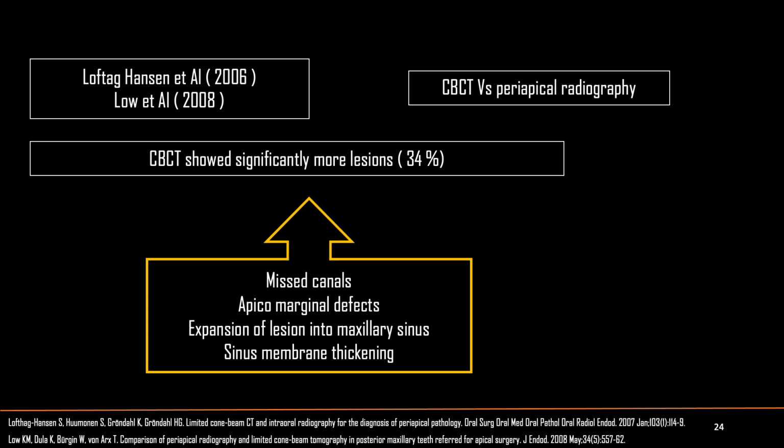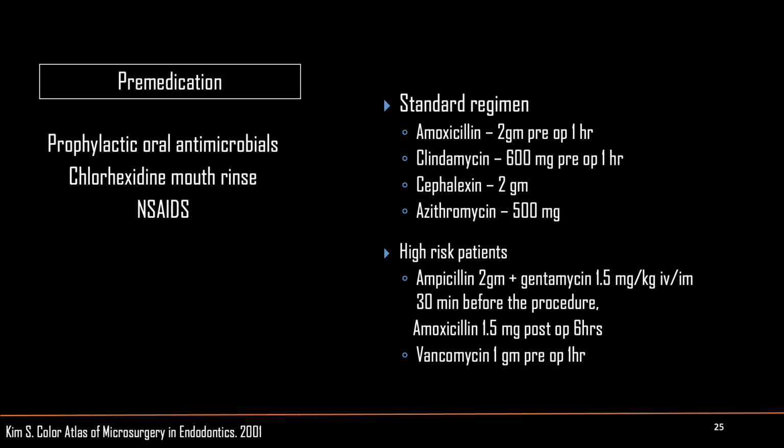Now, CBCT is required. Advanced radiographic methods have to be used for proper assessment. CBCT will show significantly more lesions, so it is preferred for endosurgery. Before starting endosurgery, we will have to prescribe antibiotics. It goes by the standard regimen: amoxicillin 2 grams pre-op 1 hour, clindamycin 600 mg pre-op 1 hour, cephalexin 2 grams, and azithromycin 500 mg.